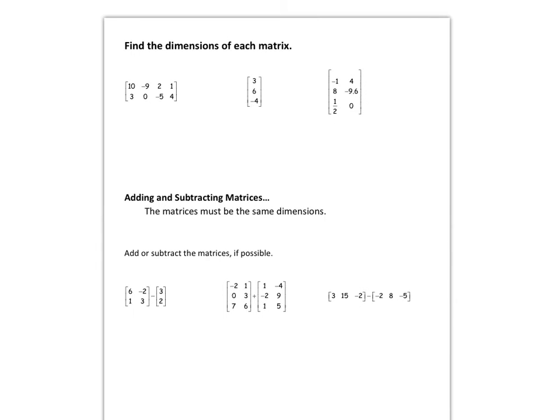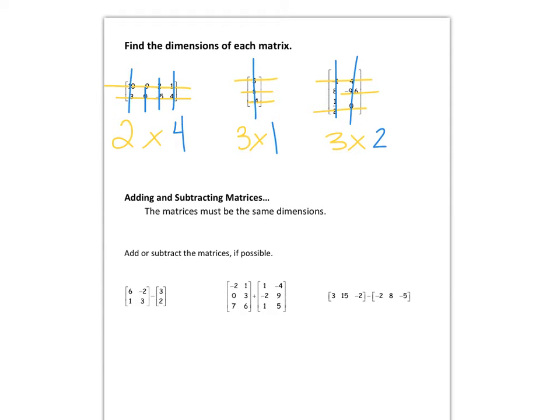Okay, let's carry on. So these matrices up here at the top, the dimensions of each one. Remember, rows go across, columns go up and down. So this one has 2 rows by 4 columns. That's a 2 by 4 matrix. This matrix has 3 rows, all in 1 column, so this is a 3 by 1 matrix. And then this one has 3 rows and 2 columns, vertical like on a porch. So 3 by 2.